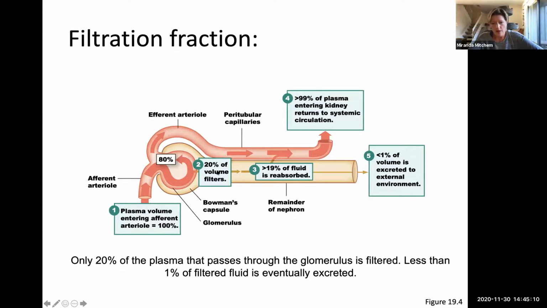And then moving down the length of the nephron, most everything is reabsorbed. About 19% of the fluid is reabsorbed back into the body. So we're recovering about 99% of the plasma that is associated with moving through the kidney. That leaves us with less than 1% of the volume that is excreted into the environment in the form of urine. Our kidneys are efficient, as we've seen with many of our other organs and organ systems.